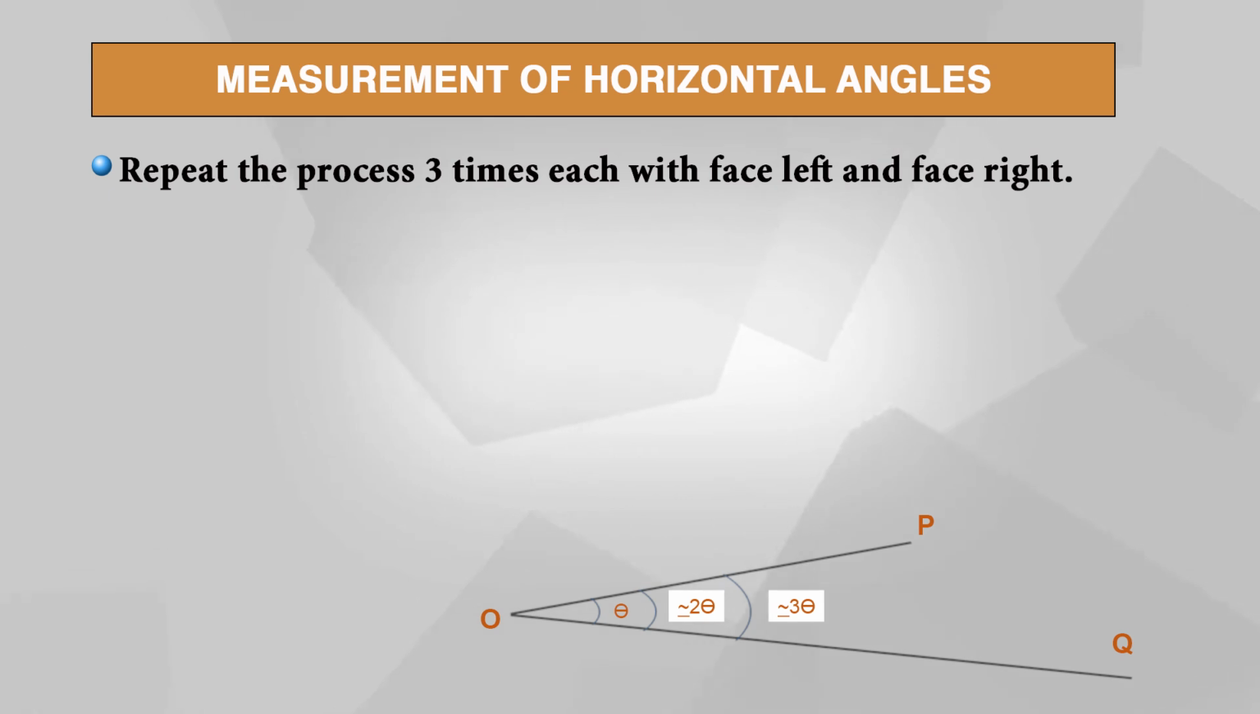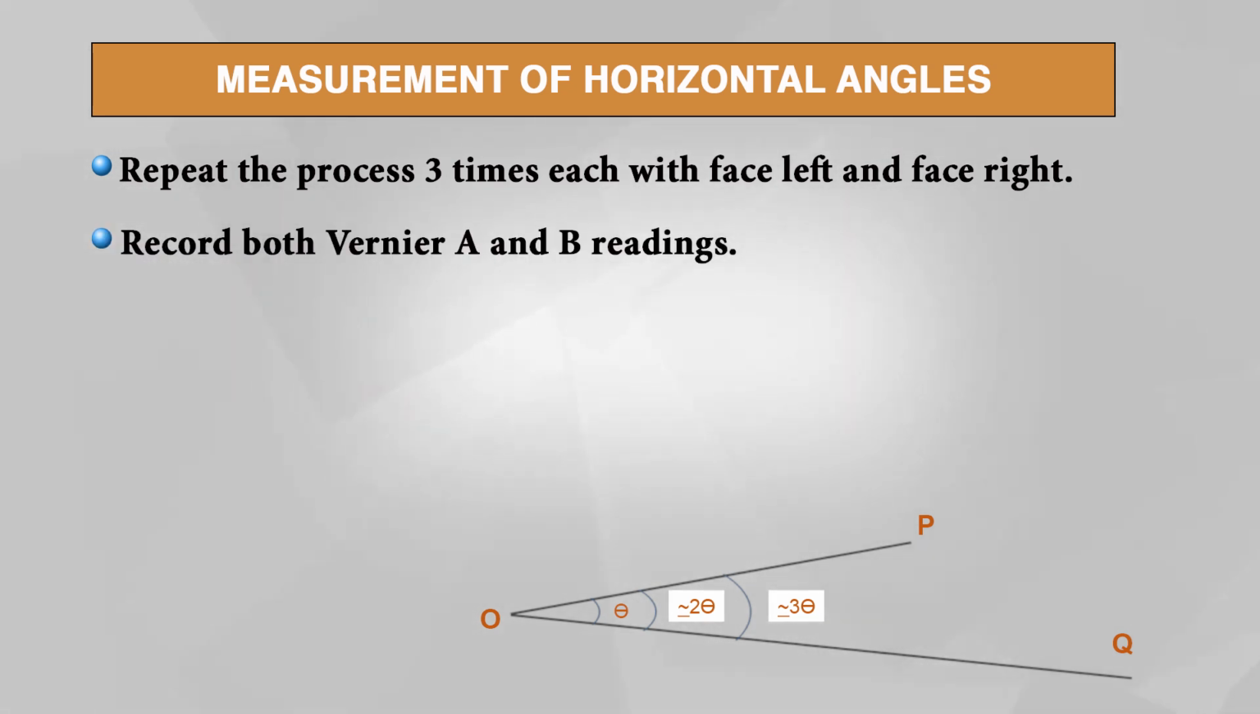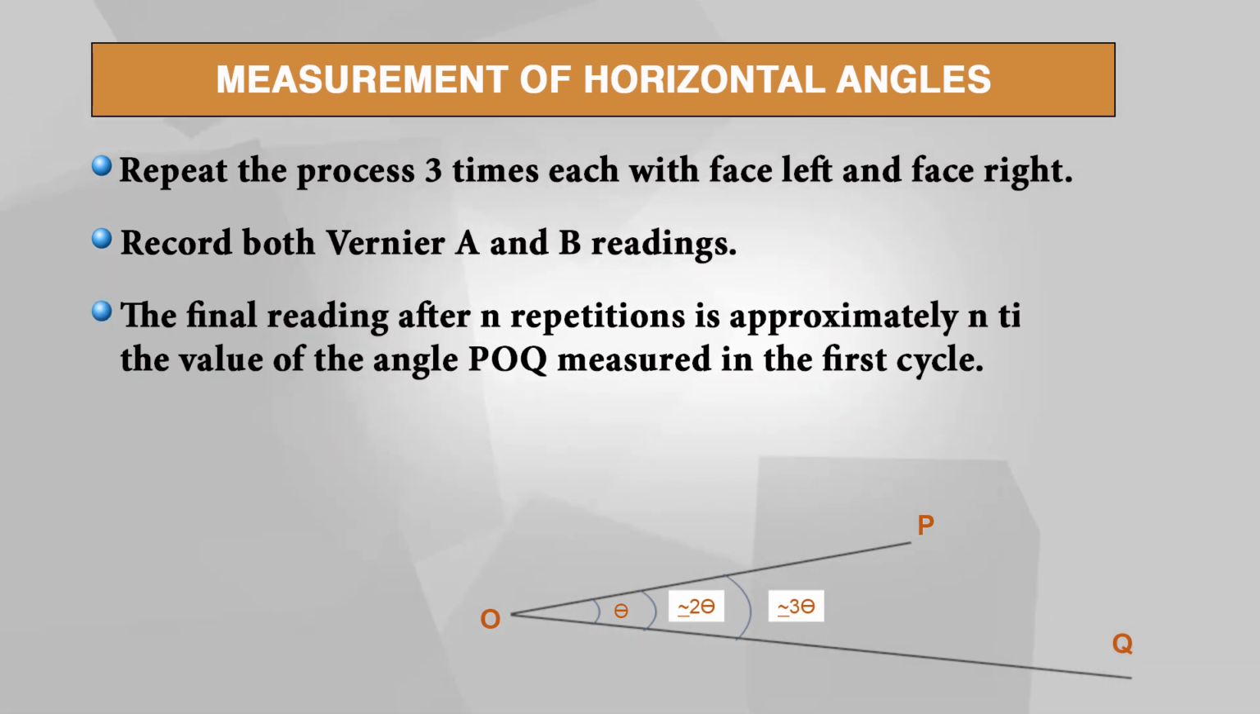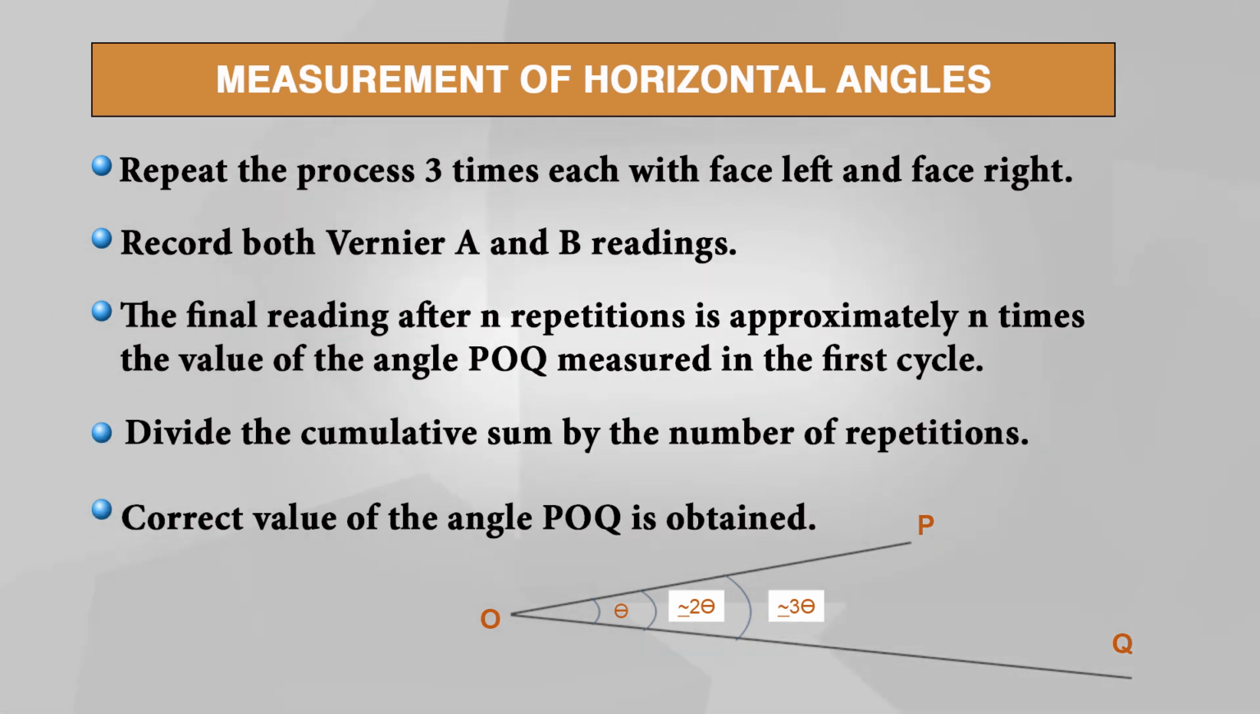Repeat the process usually 3 times. Record both vernier A and vernier B readings. The final reading would be the average of all the values, and we divide the cumulative sum by the number of repetitions, or the number of times the angle is measured. By this, we get a correct value of angle POQ.